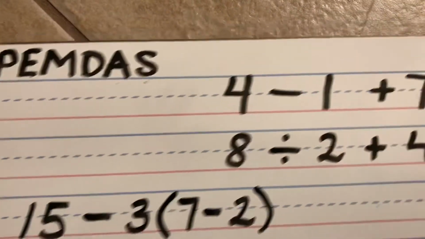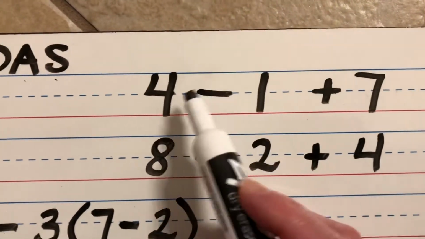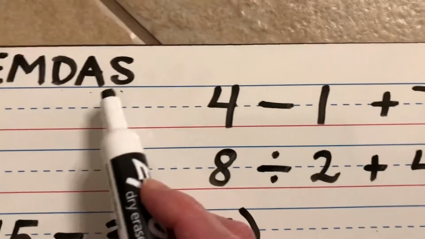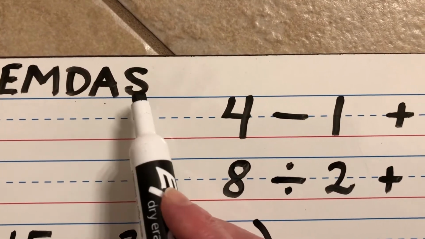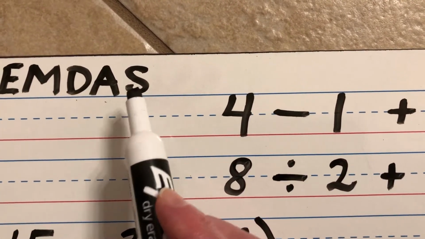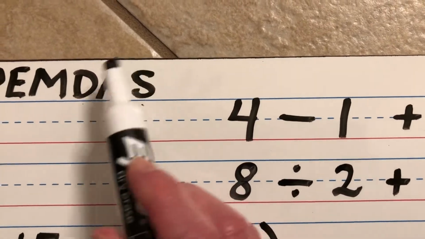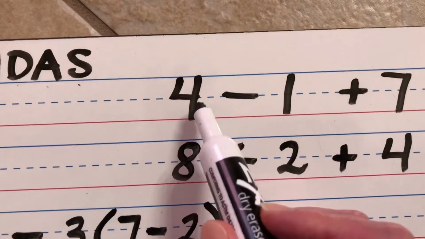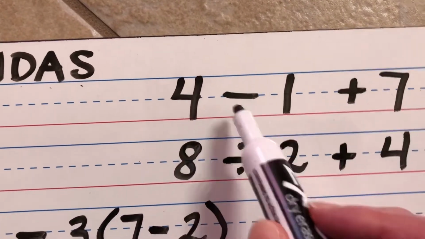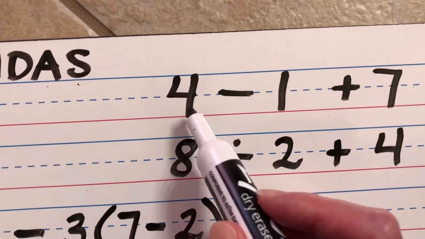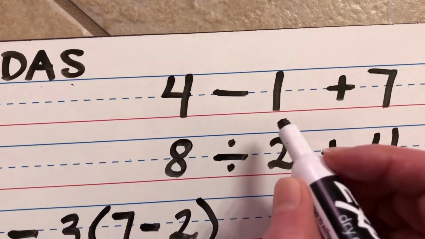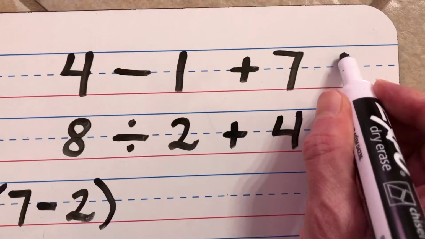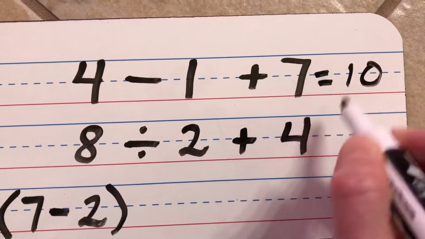So for example, if you have something like 4 minus 1 plus 7, even though the addition looks like it comes before the subtraction, you're going to do all addition and subtraction together from left to right. So in this case, working from left to right, you're going to do the subtraction first. 4 minus 1 is 3. 3 plus 7 is 10.